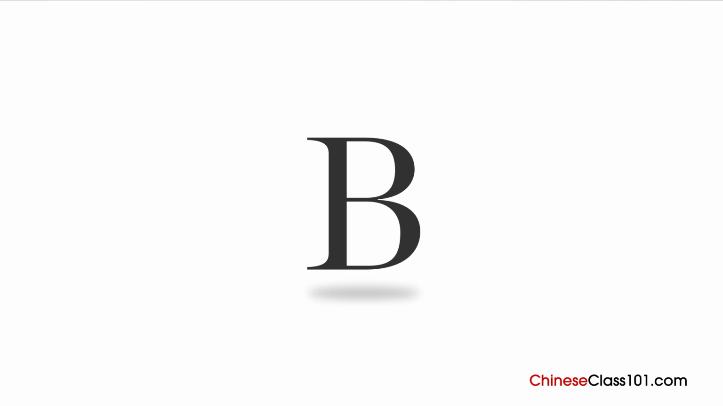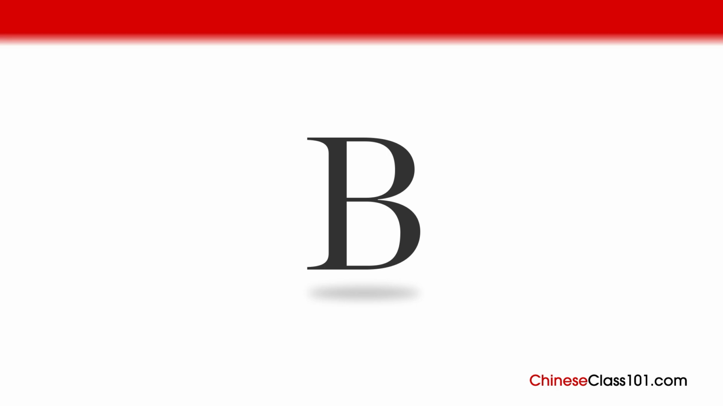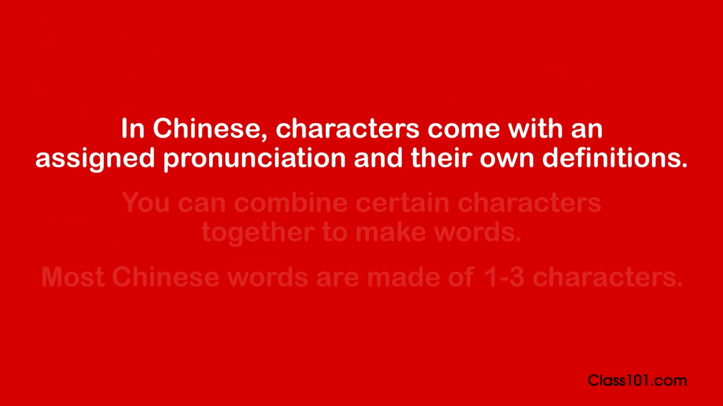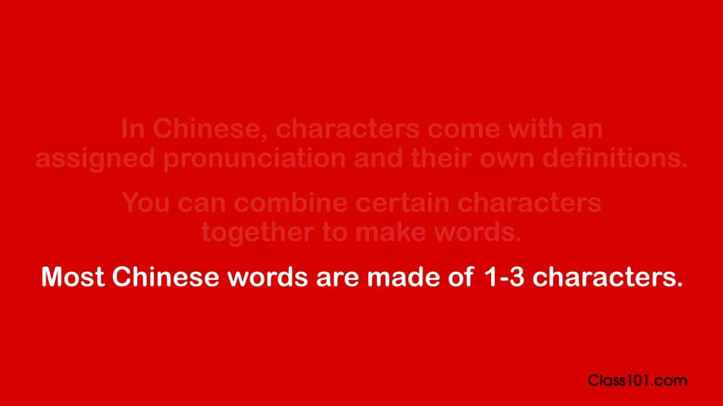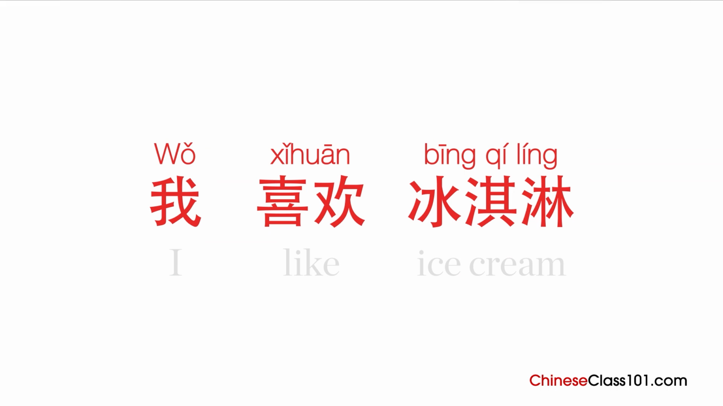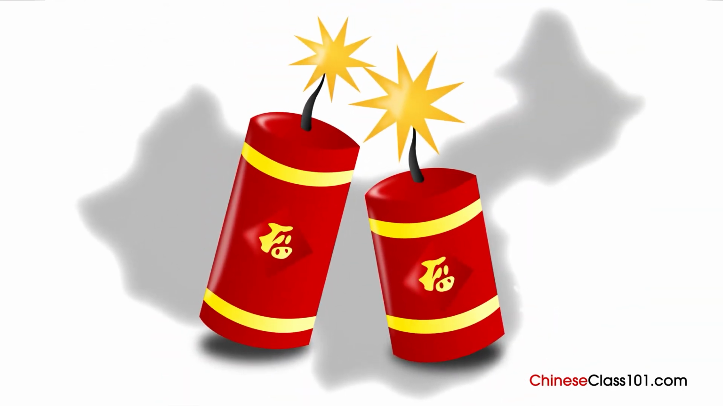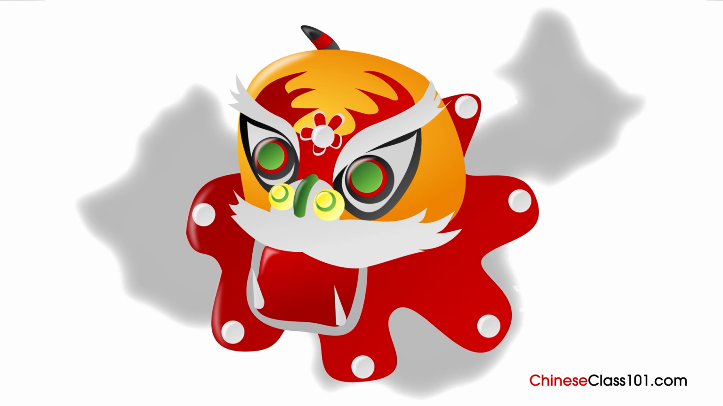However, most letters on their own don't carry a particular meaning. In Chinese, characters come with an assigned pronunciation and their own definitions. You can combine certain characters together to make words. Most Chinese words are made of 1 to 3 characters. For example, 我, I, 喜欢, like, 冰淇淋, ice cream.